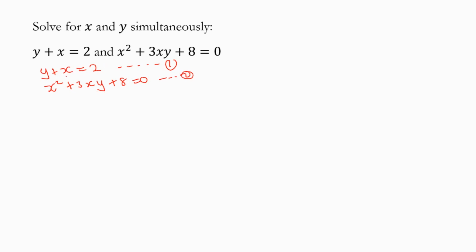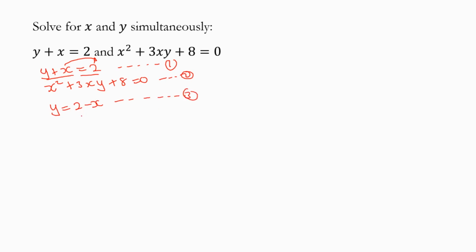So we'll do both. The first one, we're going to isolate y to create equation 3, and then the second part, we're going to isolate x. Let's start by isolating y. We're going to create equation 3 from equation 1. We can transpose x to the right-hand side, or subtract x from both sides of the equation. So y is equal to 2 minus x. This is equation 3.